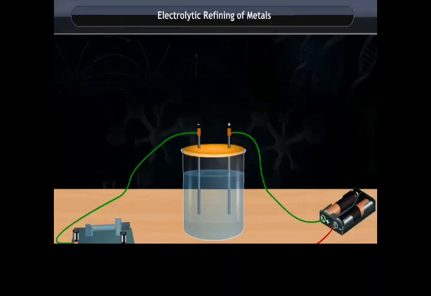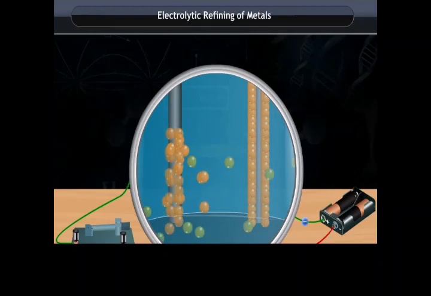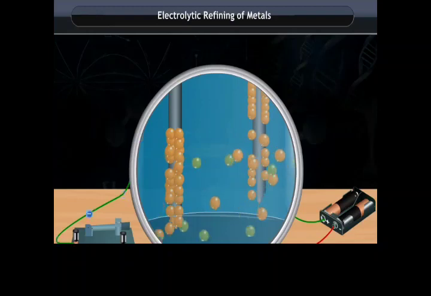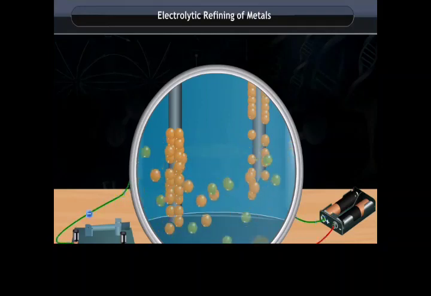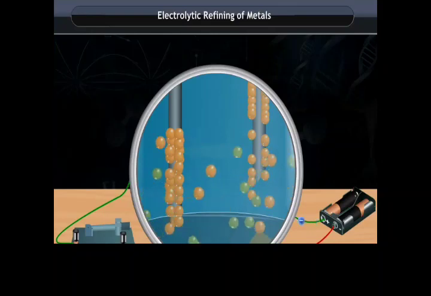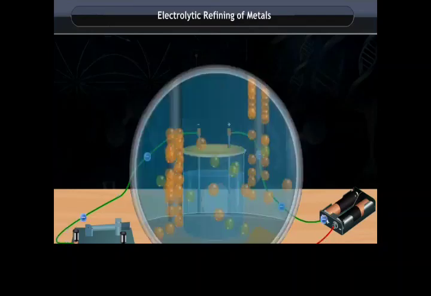When current passes through the electrolyte solution, the positive ions in the electrolyte get attracted towards the cathode and convert into copper. As time increases, deposition of copper increases on the cathode and the electrode becomes thicker. As the metal ions move towards the cathode, an equal amount of ions are released by the anode into the solution. The soluble impurities go into the solution, whereas the insoluble impurities settle down at the bottom of the anode and are known as anode mud. Thus the copper is refined by this method.